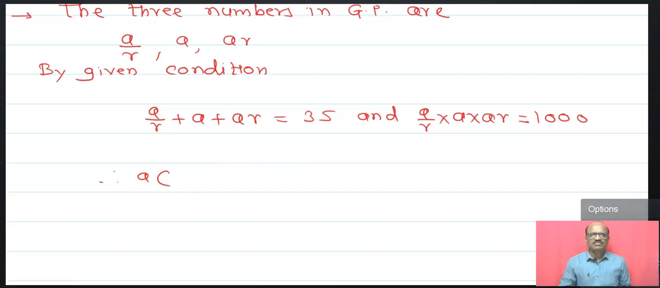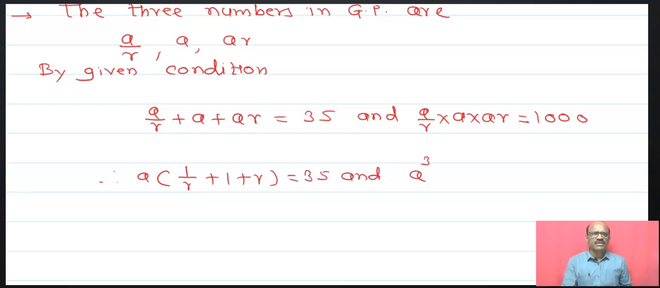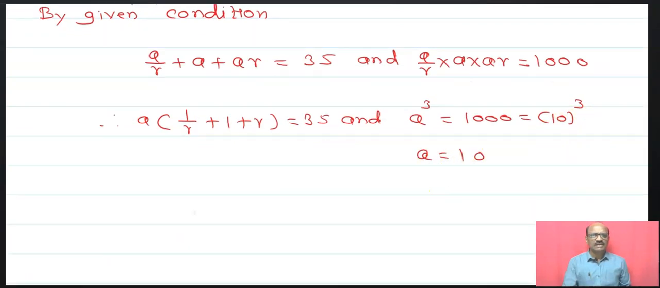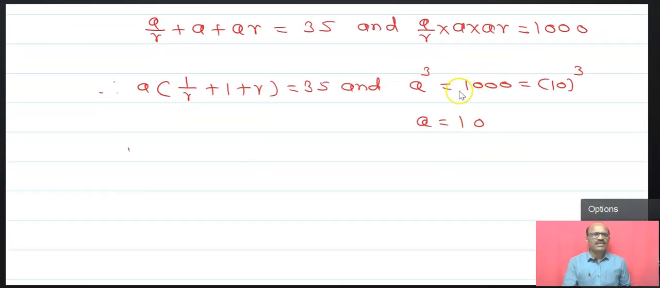Now, see this. That is A in bracket, 1 upon R plus 1 plus R, equals 35. And in the product, all the R terms get cancelled, you will get A into A into A, that is equal to 1000. That is A cube equals 1000. And that is nothing but 10 raised to 3, and that's why the value of A is equal to 10.